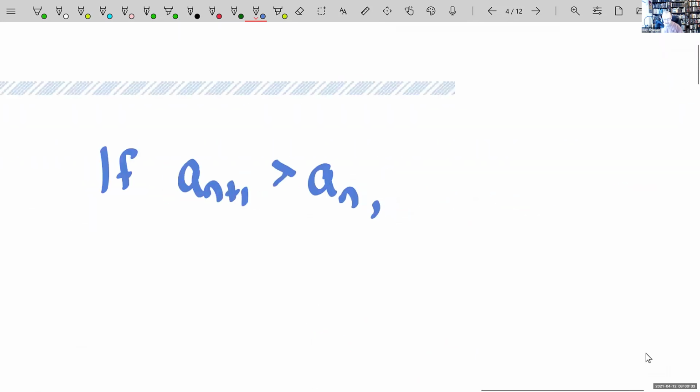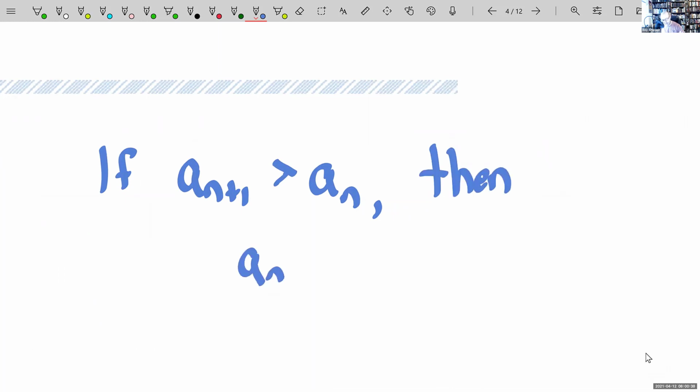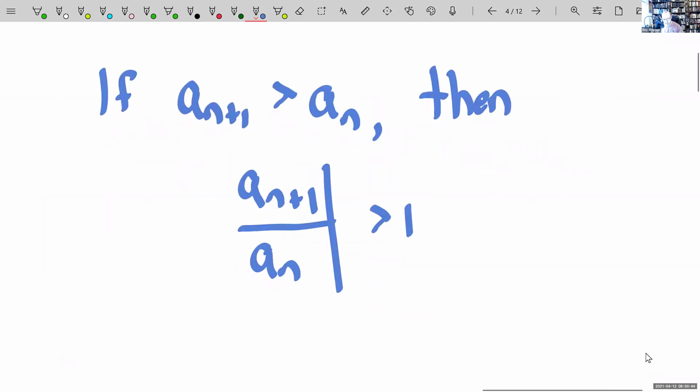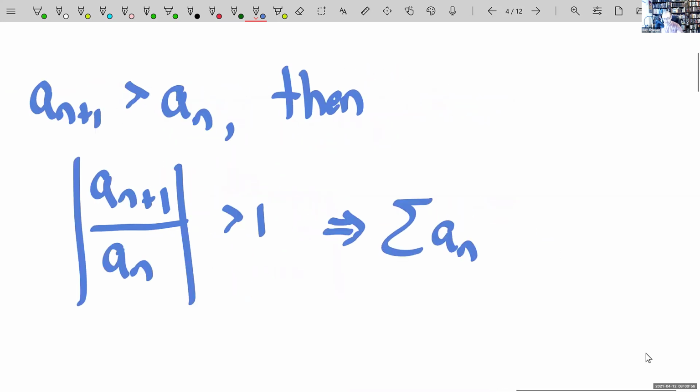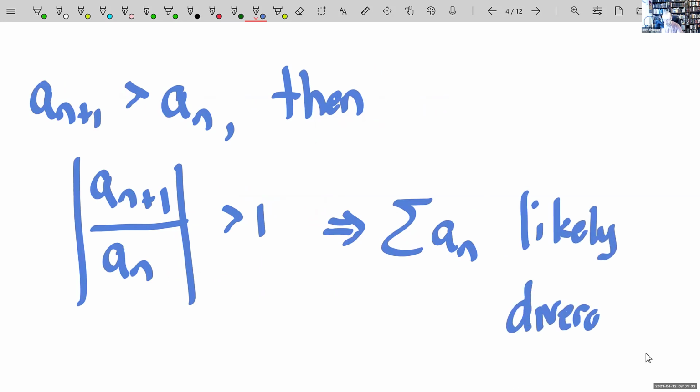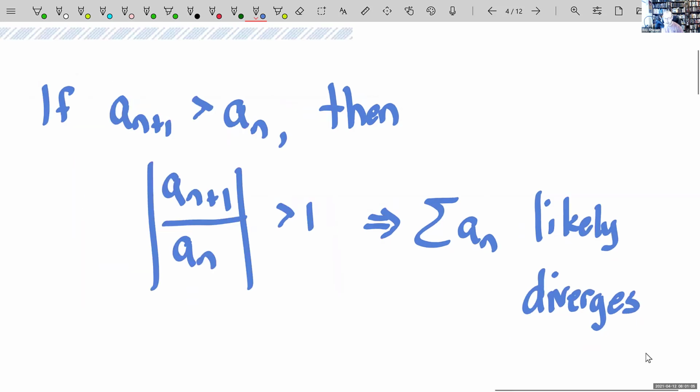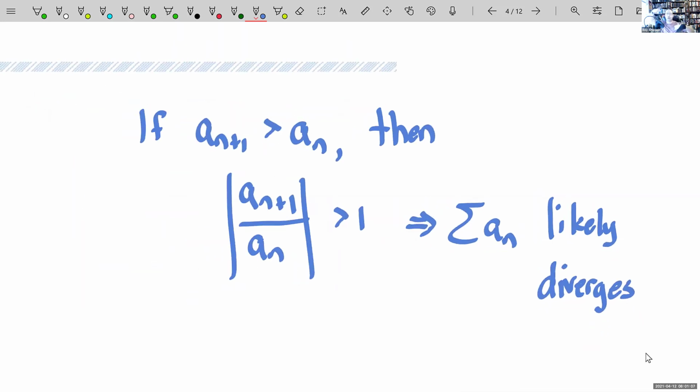So if that's the case, then we can easily say that the absolute value of a sub n plus 1 over a sub n is greater than 1. And by the way, that's an absolute value because one of them could be negative. So we know that that fraction's bigger than 1, and that implies the series a sub n likely diverges. It just blows up. I hope that makes sense to everybody. That's a really nice idea. If your terms are just getting bigger and bigger, then you're adding larger and larger terms. As time goes on, your series will blow up.